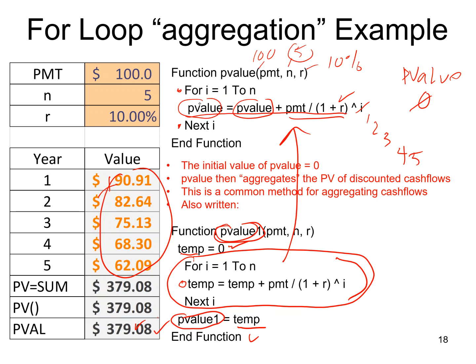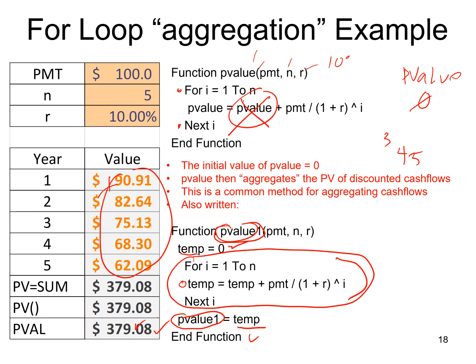So let's do a little thought experiment here. What if I took this program and I omitted this part of the program? I just had p-value equals the payment. Now, what's going to happen in this program is when it goes through the loop the first time, it's going to set p-value equal to 90.